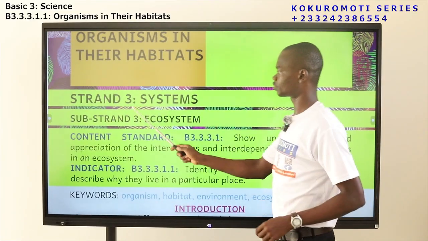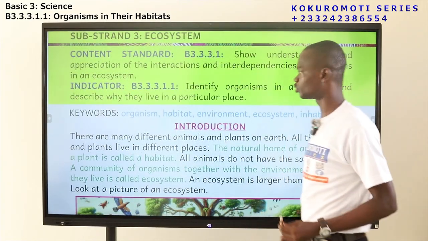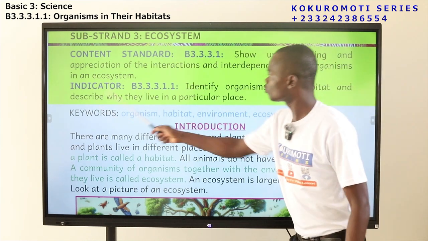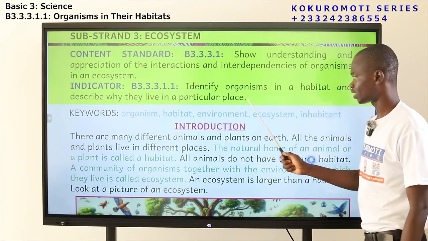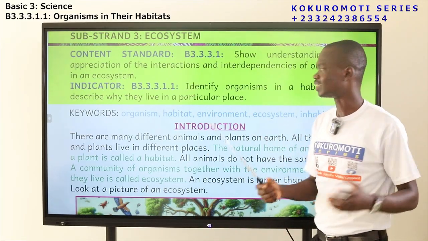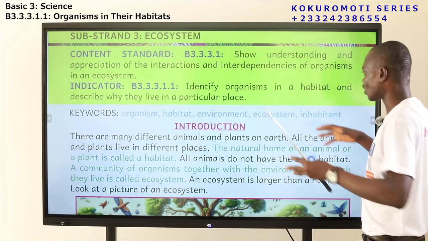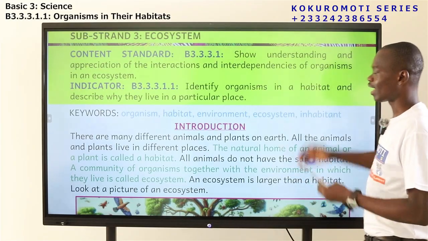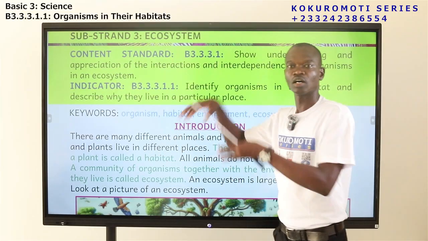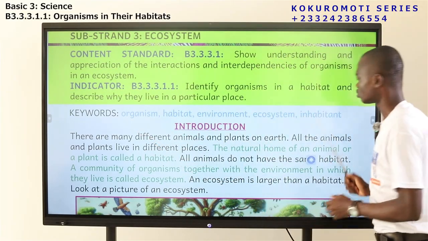We are looking at strand 3, that's systems. Now the indicator, let me read it for you: identify organisms in a habitat and describe why they live in a particular place. So our main objective is that we should be able to identify organisms in a particular place or habitat, and we should also be able to explain why those organisms live in that place.